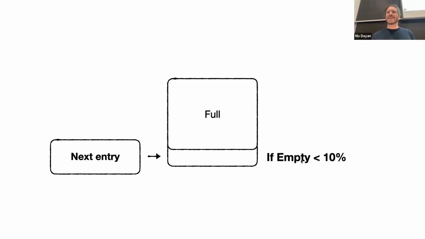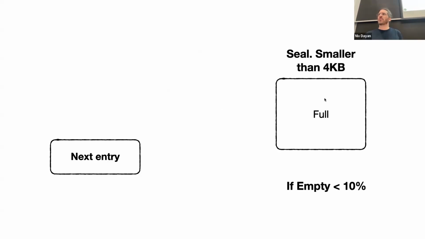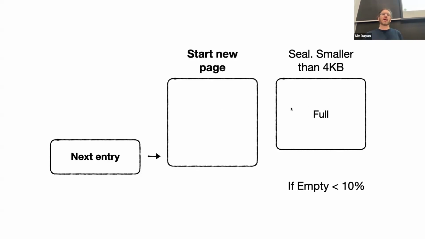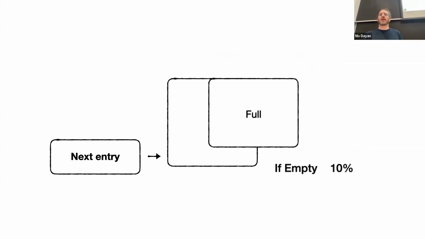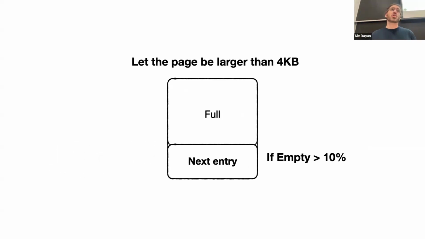It just says, if I have less than 10% left space in the page, then I'm just going to seal the page as a smaller than 4K page and just write the entry to the next empty page. On the other hand, if I have more than 10% extra space, I'll put the entry here and I'll just have a page that's larger than 4 kilobytes. So, maybe not the most sophisticated thing. In particular, this policy doesn't actually take account of the size of the entry.